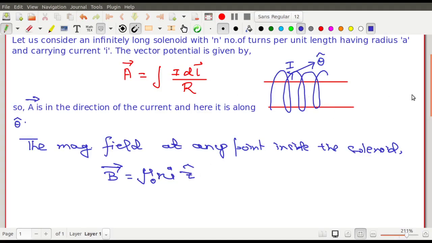Which direction is the magnetic field? Along the axis. It is always along the axis, you know it. The magnetic field is always along the axis, that is along z cap. So mu 0 n i into z cap. Okay, this is what I know already.